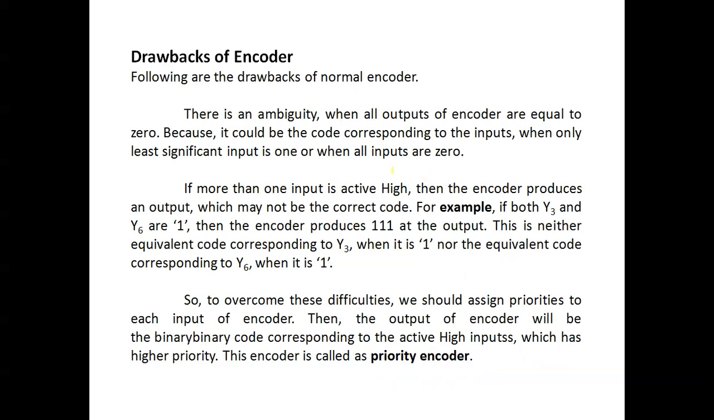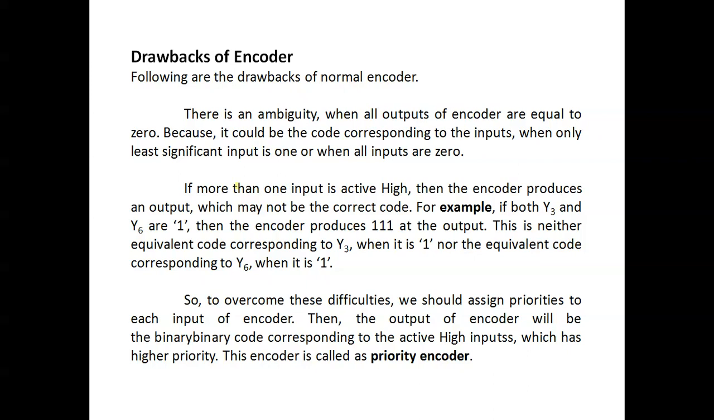This is ambiguity. See, there is an example for y3, y6, and y7 equal to triple one. The corresponding output is y6 equal to 1. So this is the drawback of the encoder.